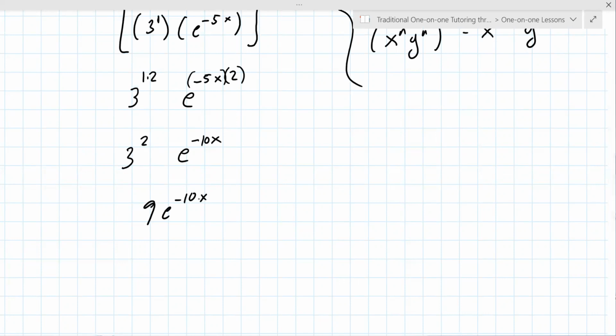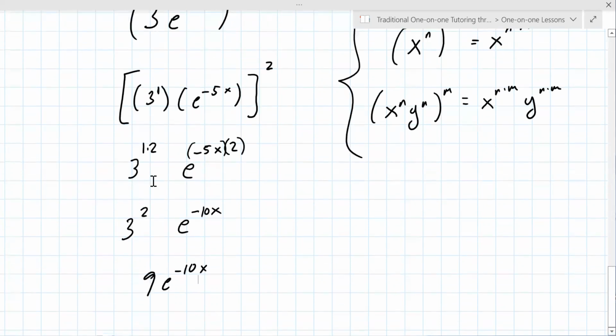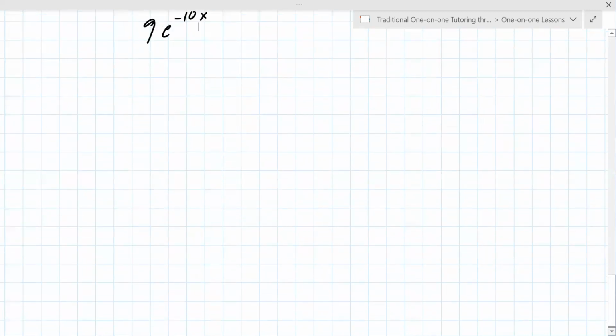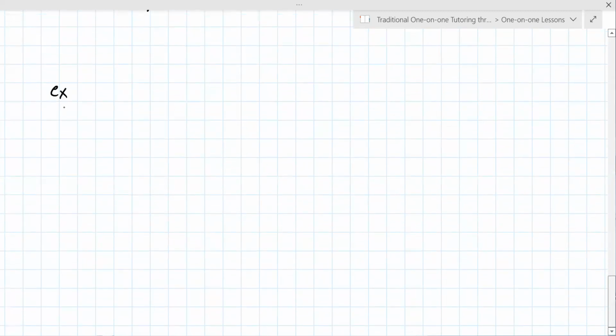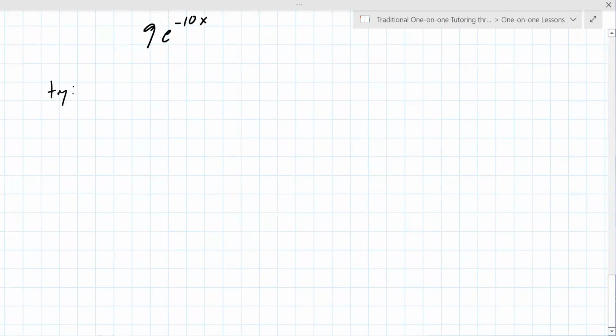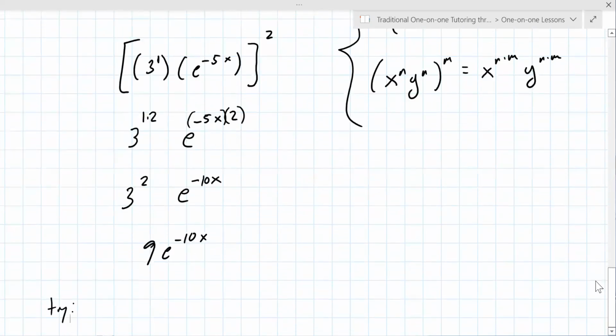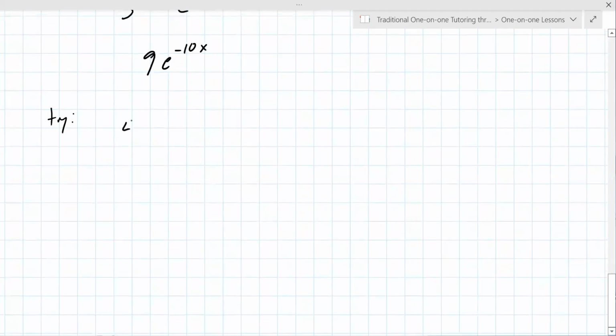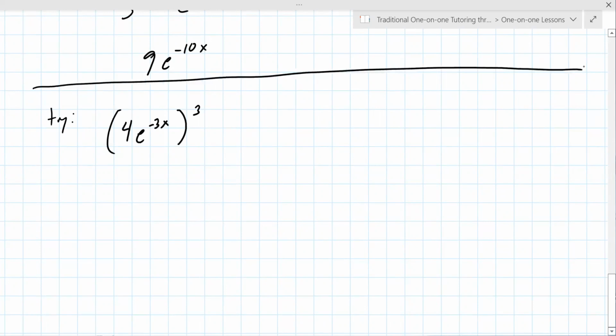And your explanation for number 5 is perfect. It's very similar to what we're doing here. So let me give you a problem to try on your own. Do you have the notes down for this one? Great. All right, so here's one for you to try. Okay, so 4e to the minus 3x to the power of 3.